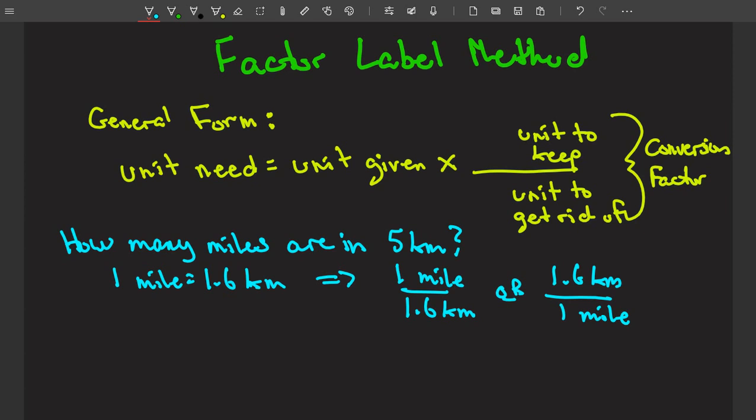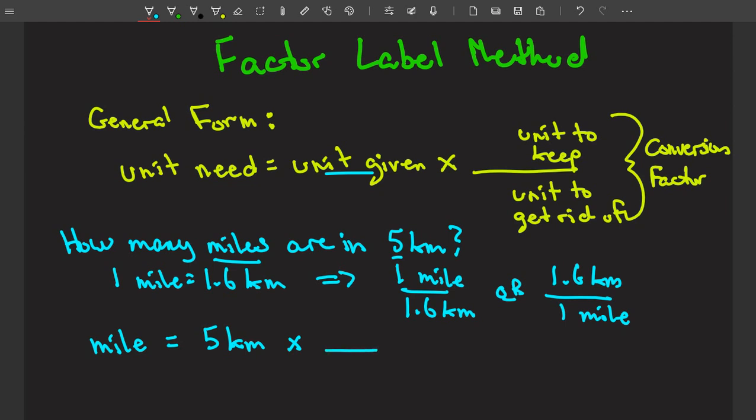All right, so following your general form up in yellow, the unit you need, well, according to the question, we need miles. So the unit we need is miles. Okay, then next part is the unit that we're given. We're given kilometers, so let's write kilometers, but we have a value here, so let's write that down. We have 5 kilometers times a conversion factor.